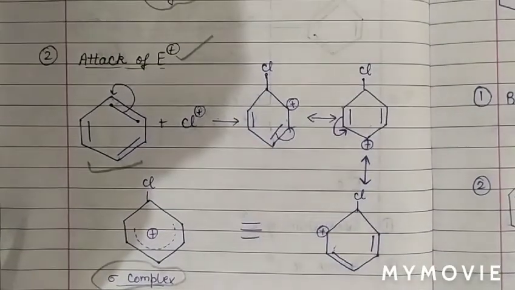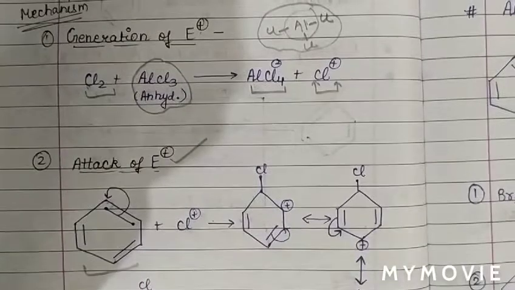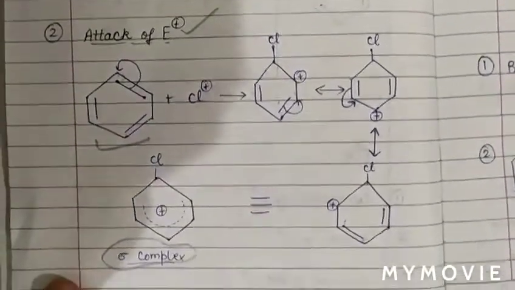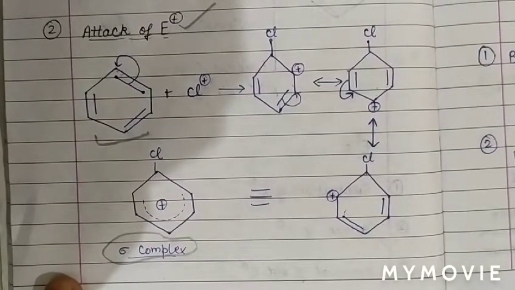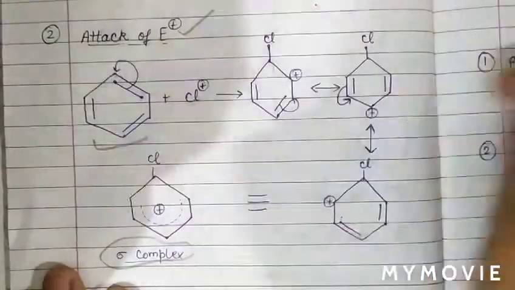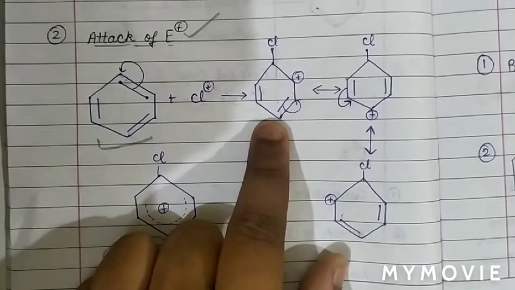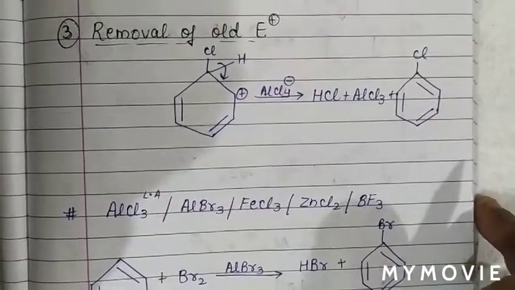So two steps we have done in the mechanism: one is generation of electrophile, and one is attack of electrophile. Now we will discuss the third step, the removal of old electrophile. Now we have this structure, and from this structure we will draw the final product. The next step is removal of old electrophile.